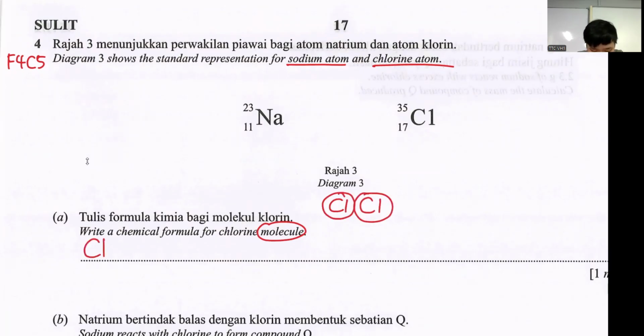Okay, which is Cl2. This is a chlorine atom. One is a chlorine atom. The two is a chlorine molecule. The whole thing is one molecule. Okay, another free mark.